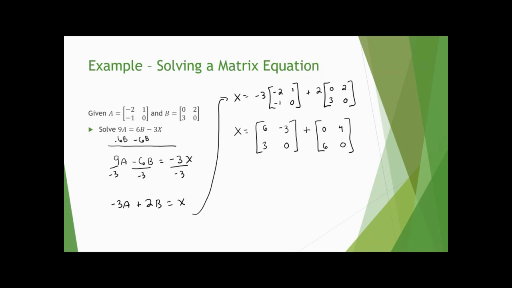Then we basically just add these matrices together. I add each location with its matching location. So 6 plus 0 is 6. Negative 3 plus 4 is 1. 3 plus 6 is 9. And 0 plus 0 is 0. And so that's our matrix.